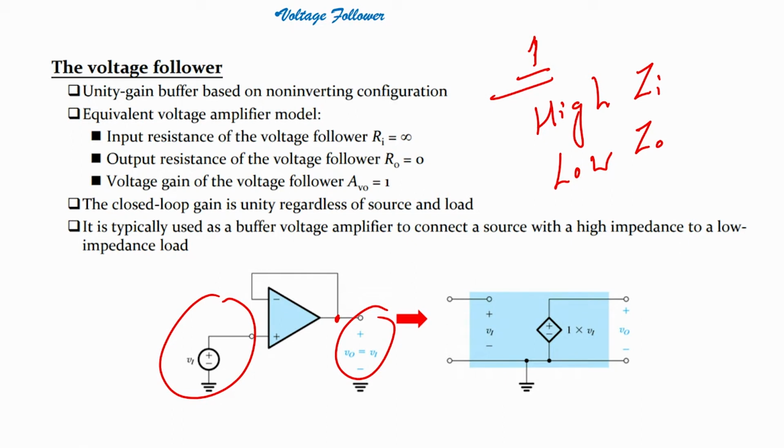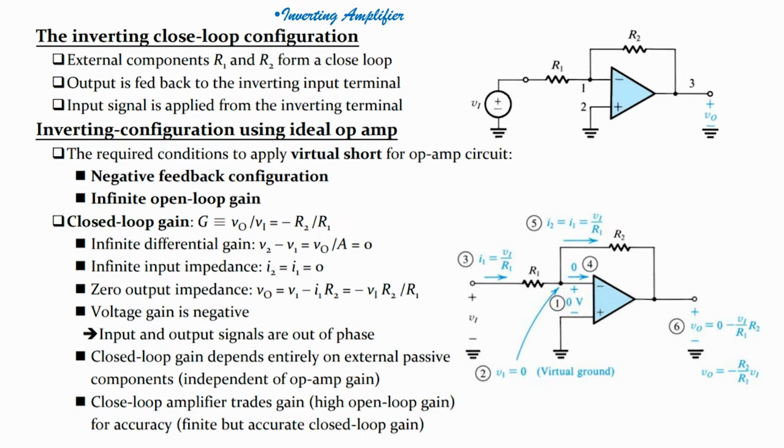So, these are the characteristics of operational amplifier, particularly as a voltage follower. This is how we can use operational amplifier as a voltage follower. Now, let us see further the inverting amplifier. So, how we can design a circuit of an inverting amplifier using an op amp.